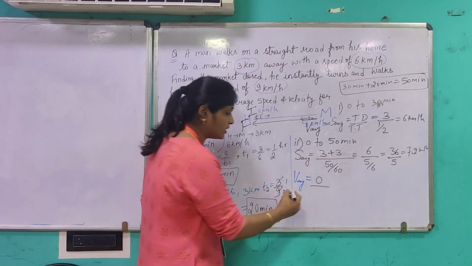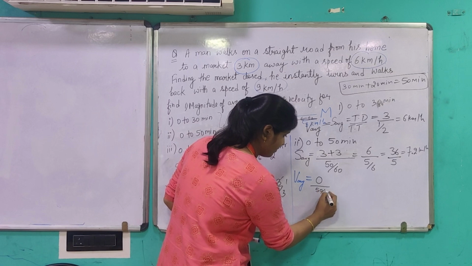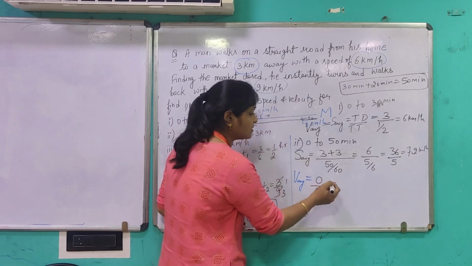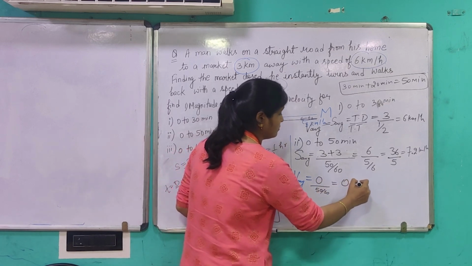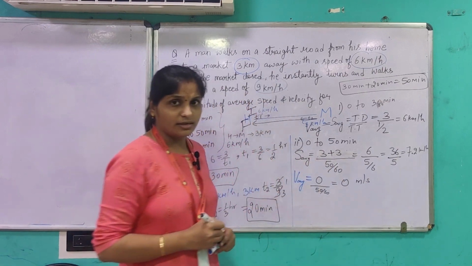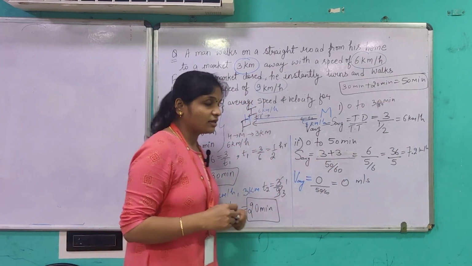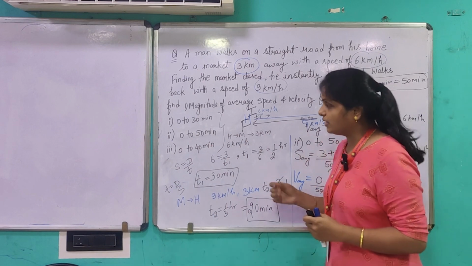And what is the total time? No worries, 50 by 60. But 0 by something is 0 only. Meter per second. Understood? Now we will see the third part, which is the main part. You have to think more here.